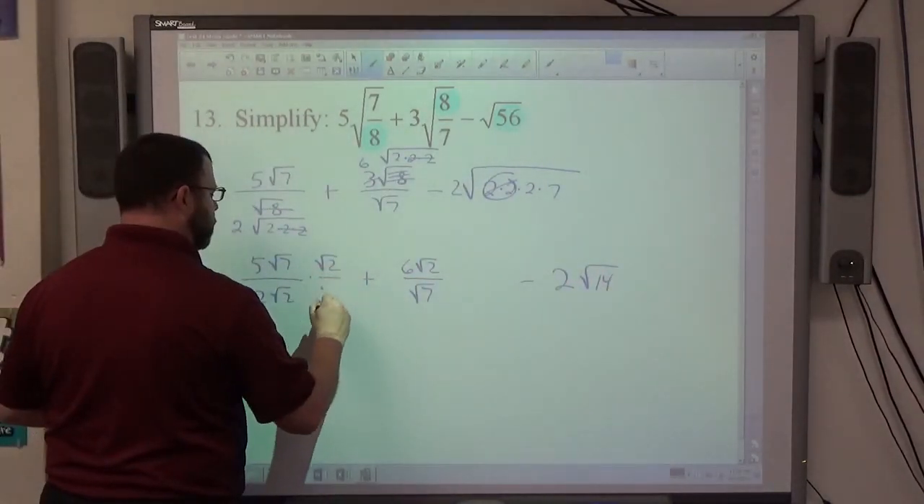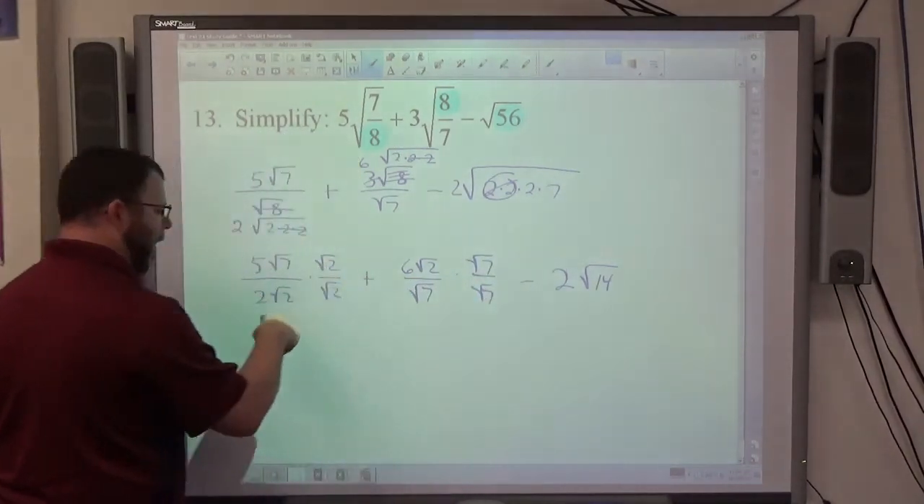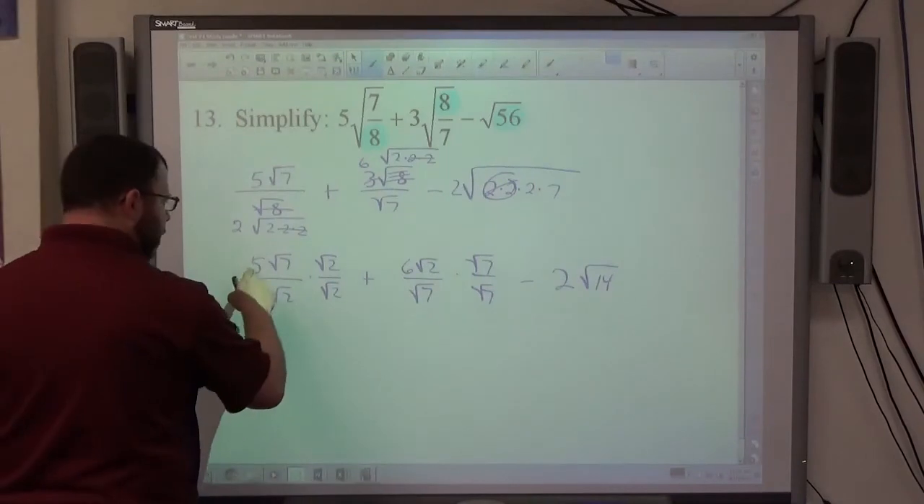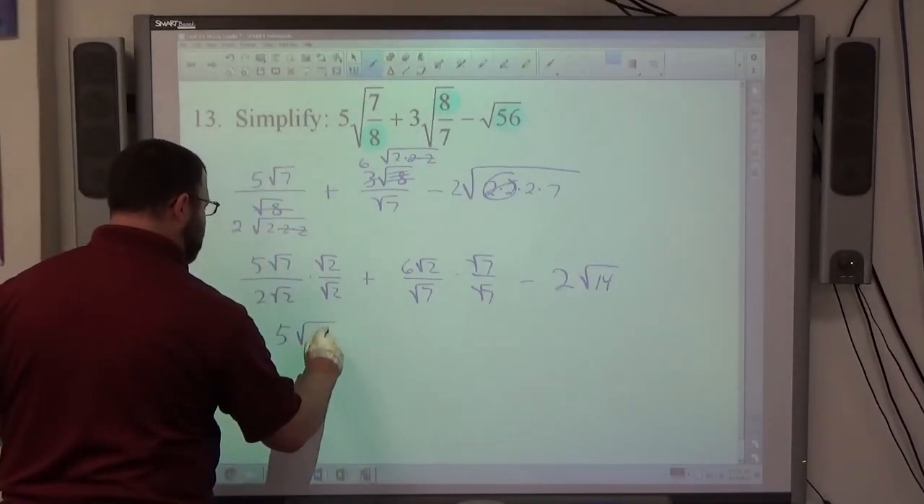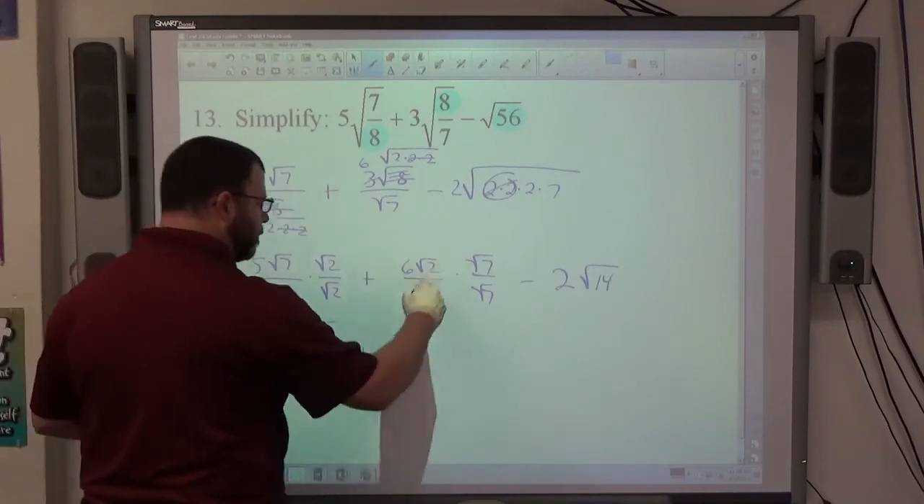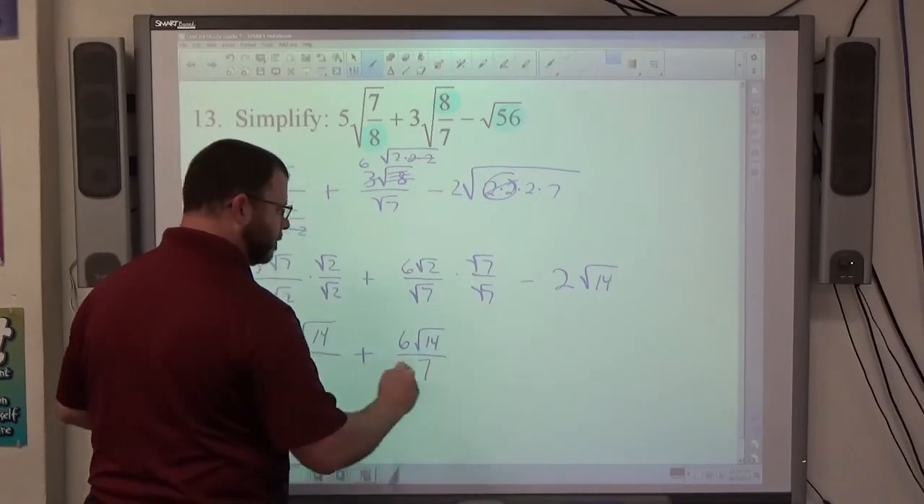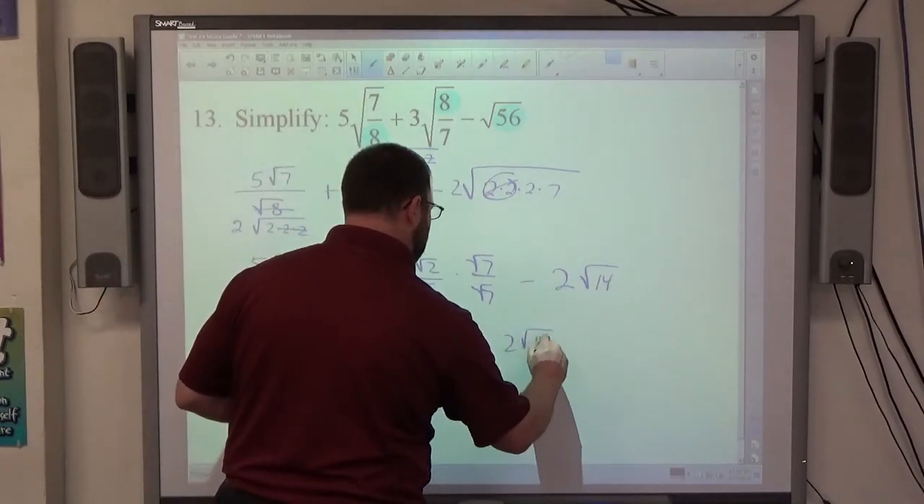These still need to be fixed. Times the square root of 2 over the square root of 2, times the square root of 7 over the square root of 7. All you have to do is multiply by the radical thing. That fixes it. So this makes 5 times the square root of 14 on top. 2 times 2 makes 4. This makes 6 times the square root of 14 on top. Square root of 7 times square root of 7 is 7. And 2 times the square root of 14 over 1.